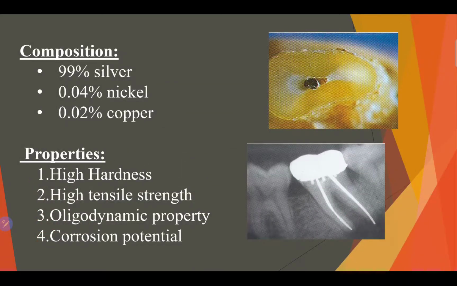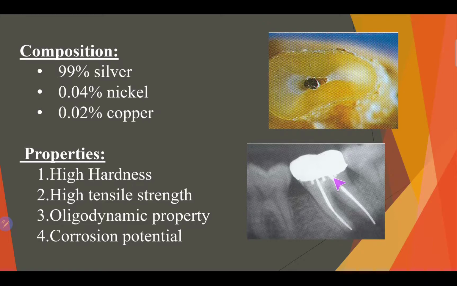What's the composition of silver cone? It's 99% silver, 0.04% nickel, and 0.2% copper. What are the properties of silver cone? The silver cone is like a needle. It appears radiopaque in the radiograph, and it resembles the needle exactly.